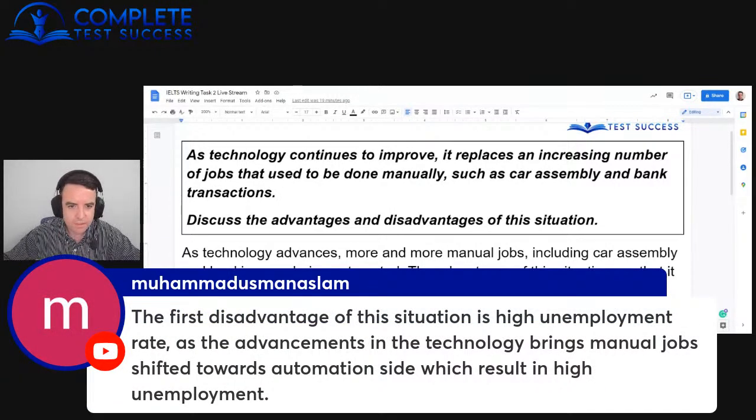The first disadvantage of this situation is high unemployment rate, as the advancements of technology brings manual jobs shifted towards automation side, which result in high unemployment.